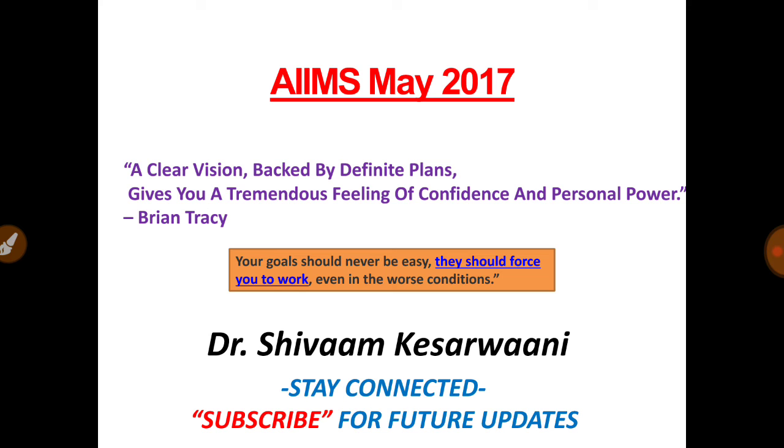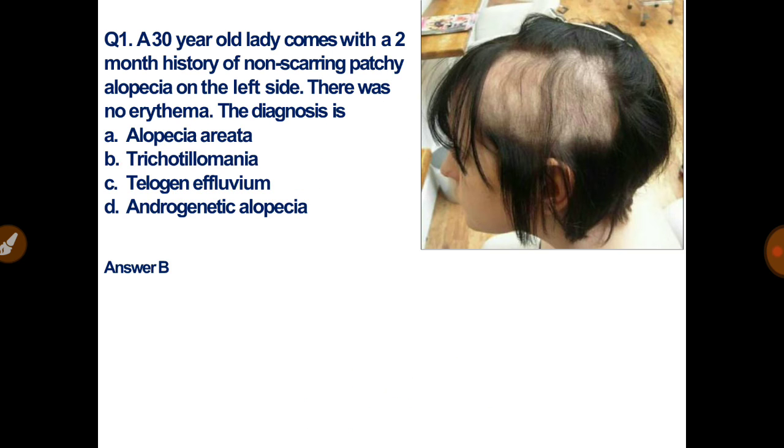A clear vision backed by definite plans gives you a tremendous feeling of confidence and personal power. You know, I have always believed that to clear this exam, you should have a clear vision and a simple plan. You should condense your whole big syllabus into a small part so as to revise it easily and clear this exam with flying colors. You should set goals which are never easy. They should force you to work even in the worst of your situations. So we'll be starting with the questions which AIIMS has asked you.